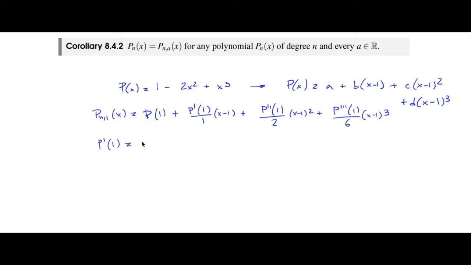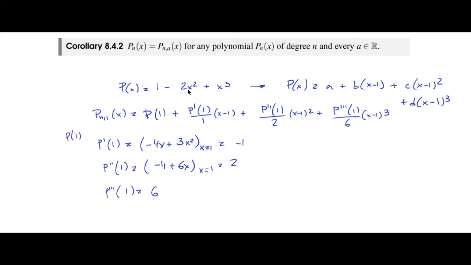Now we can find these derivatives easily because differentiating a polynomial is super easy. So p prime is just minus 4x plus 3x squared, evaluated at 1. So this is minus 1, right? Now the second derivative at 1 is minus 4 plus 6x evaluated at 1, which is 2. And the third derivative is going to be 6, everywhere. And then p at 1, sorry, which is 1 minus 2 plus 1, which is 0, right?